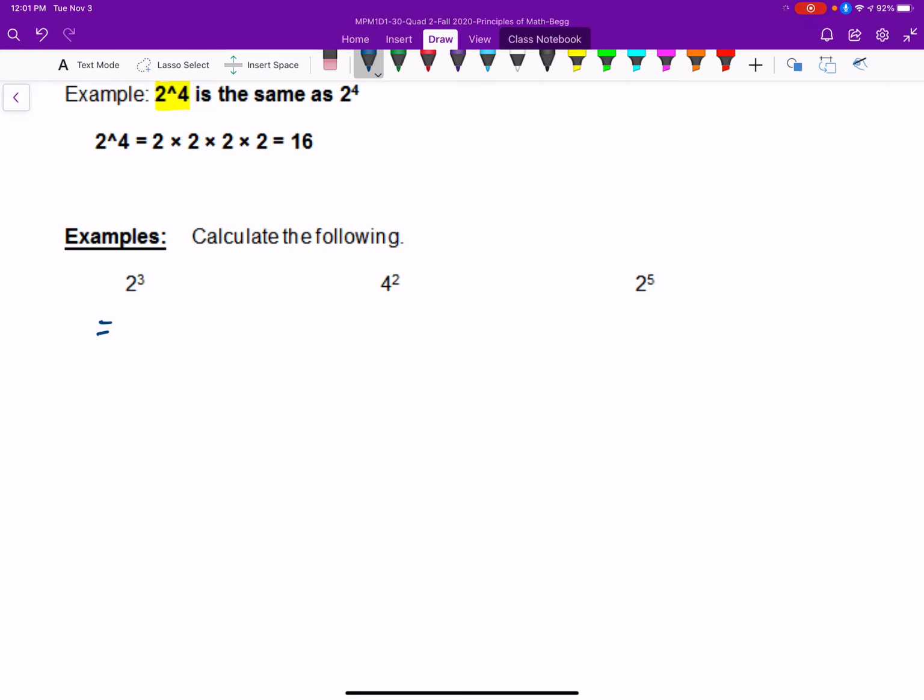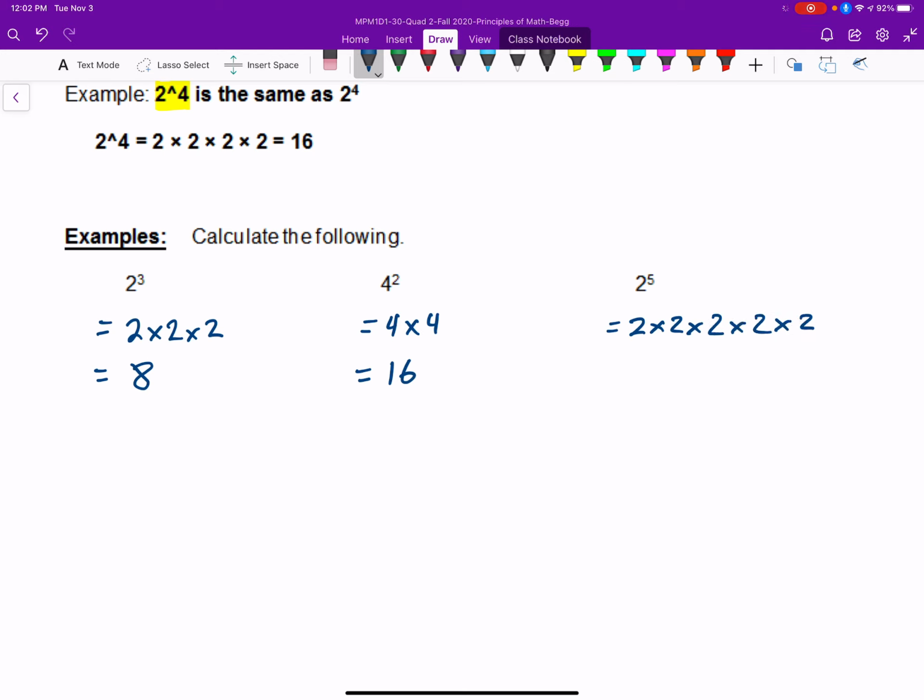So we need to understand that 2 to the 3 means 2 times 2 times 2. Remember, that could also be called 2 cubed. 2 times 2 is 4, and 4 times 2 is 8. 4 to the 2 means 4 times itself twice, right? And we know that we call that 4 squared, and 4 times 4 equals 16. And the last one here is 2 to the 5, 2 times 2 times 2 times 2 times 2.